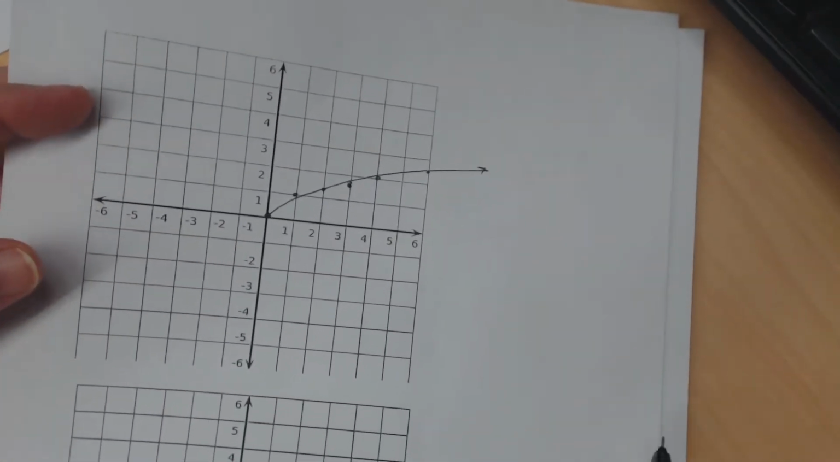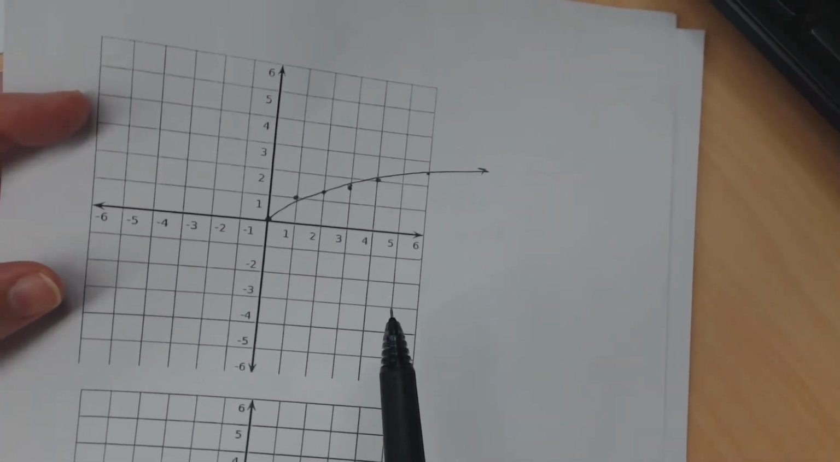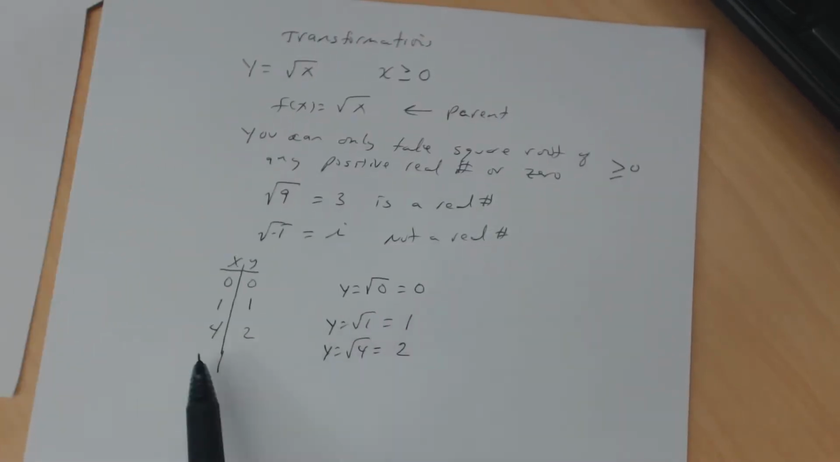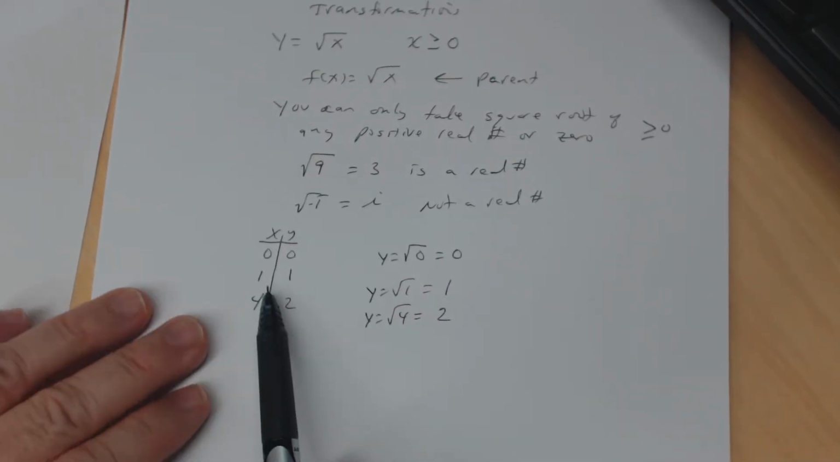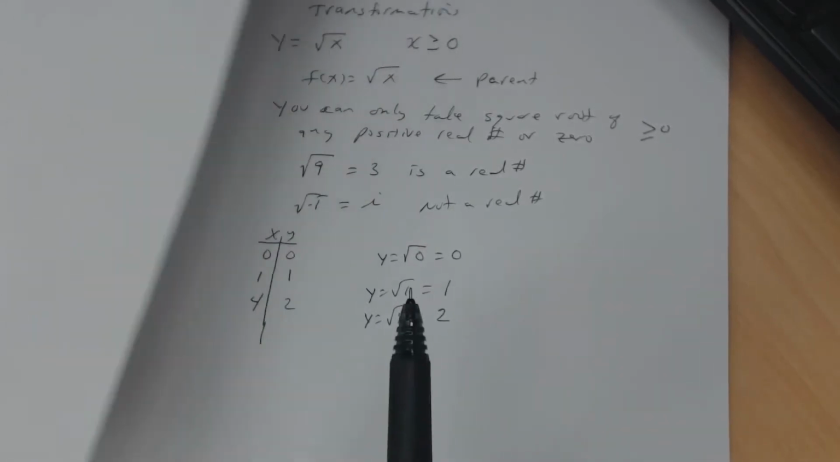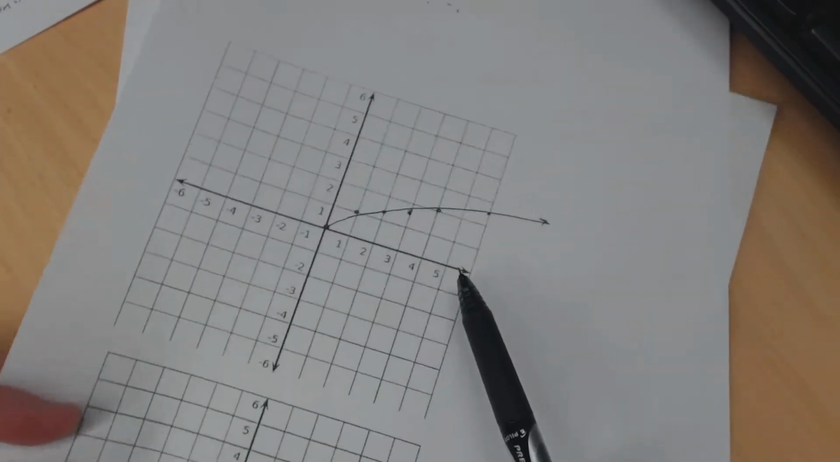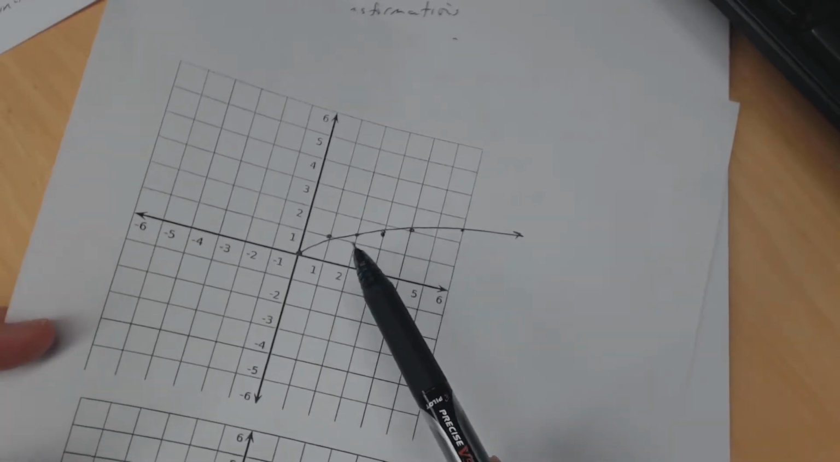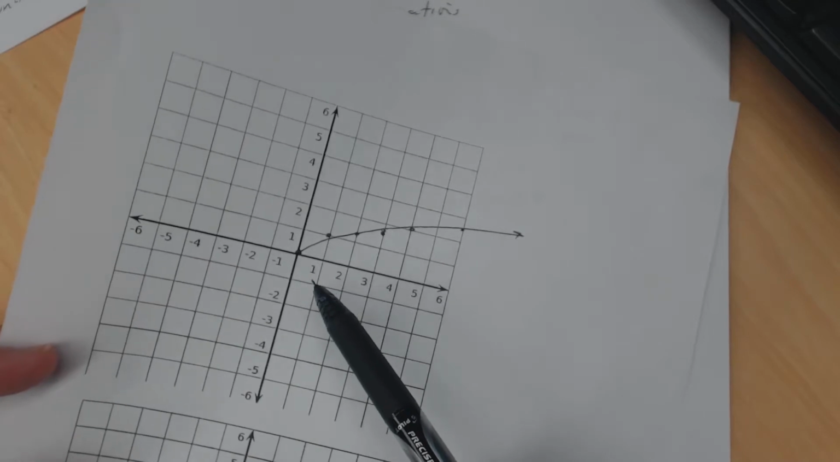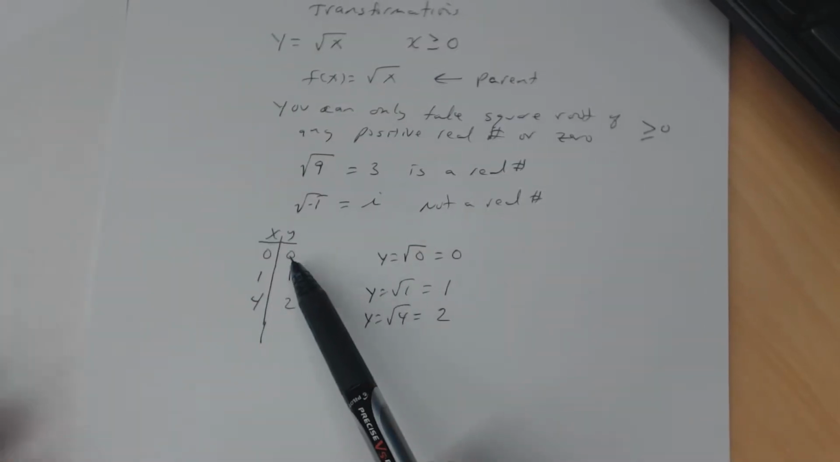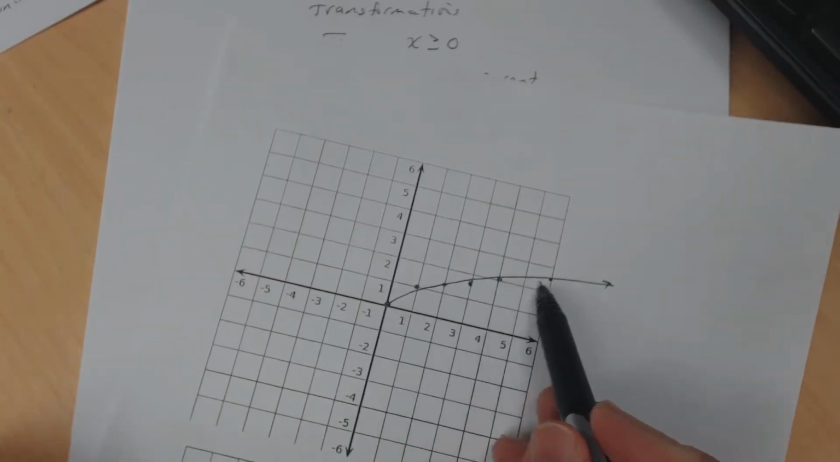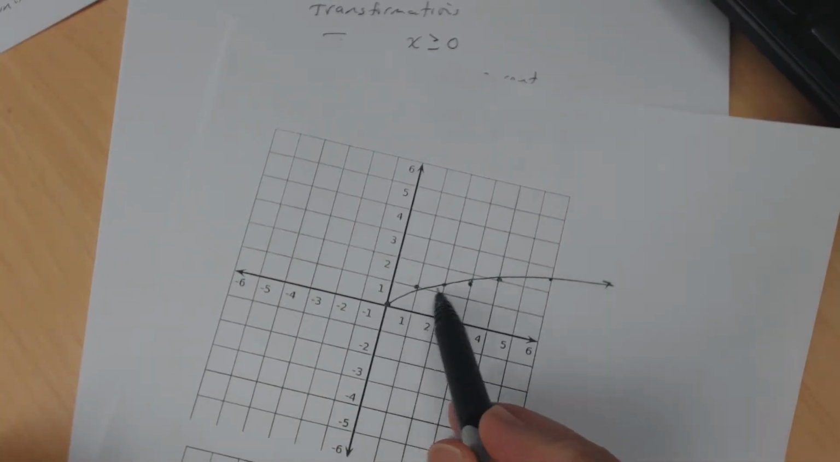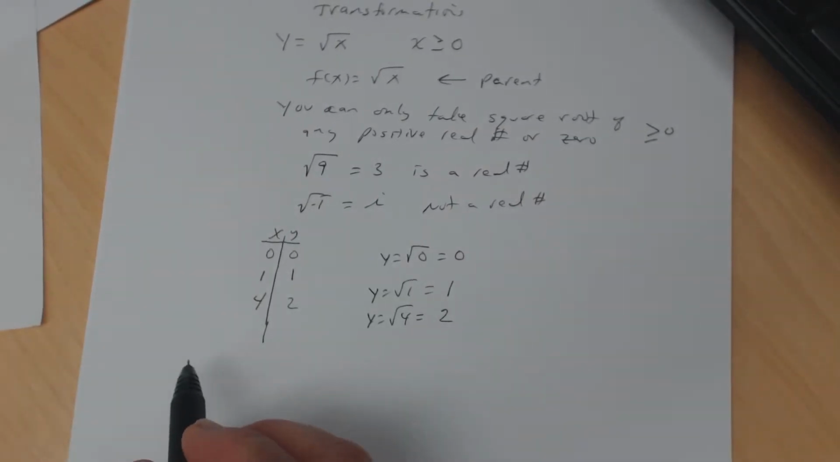Now, as far as how many points you're going to need, I'm using irrational numbers for y, so you have to estimate this. So for right now, let's just use these three points 0, 0, 1, 1, 4, 2, and knowing that when you graph it, just make it look like you're graphing a parabola. Okay. All right. So let's look at this one.